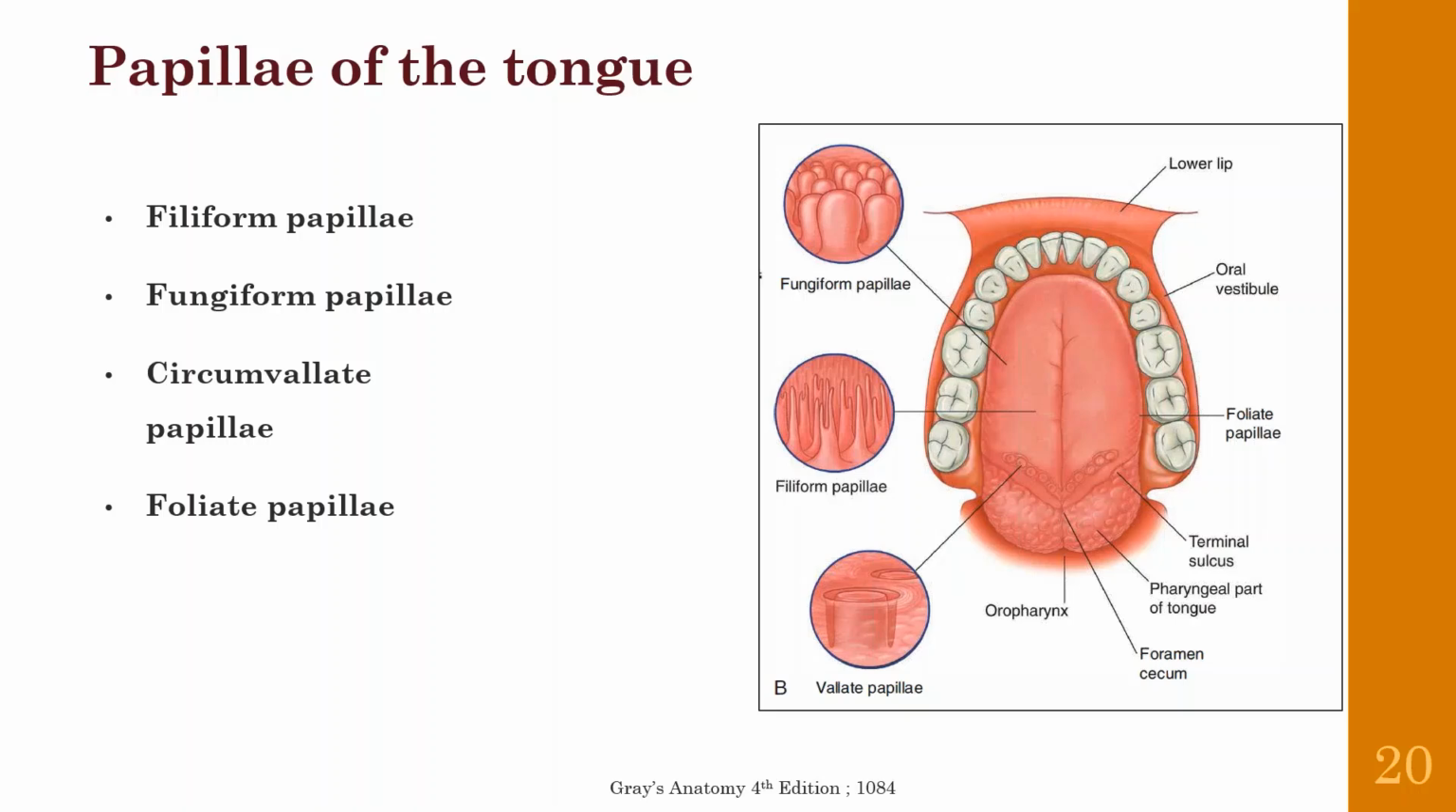Vallate or circumvallate papillae are large in size, 1 to 2 mm in diameter and 8 to 12 in number. Each papilla projection is surrounded by a circular sulcus. The wall has taste buds. They are situated immediately in front of the sulcus terminalis.